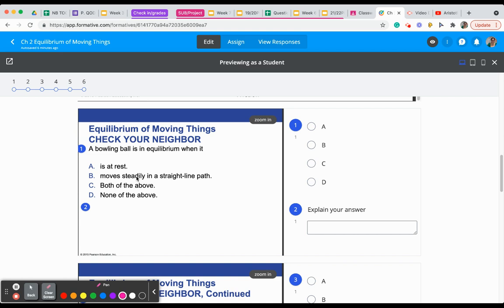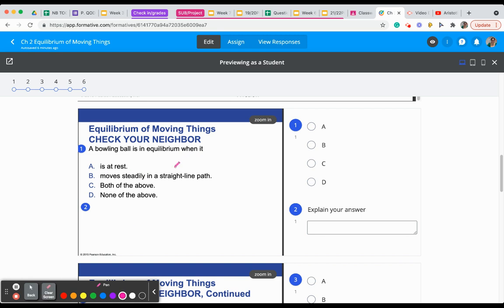If something is moving steadily, this means constant speed. Let's see if I can write this. Oh, that's going to be bad. I should definitely be recording this with my iPad and not my computer. Oh, that's horrible. Well, never mind on that.